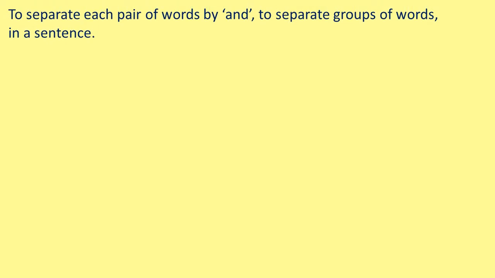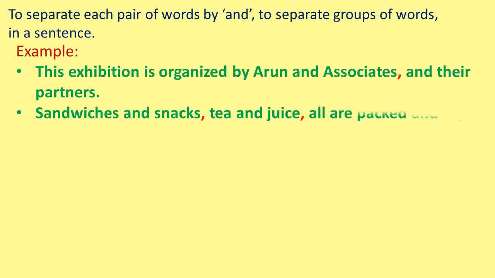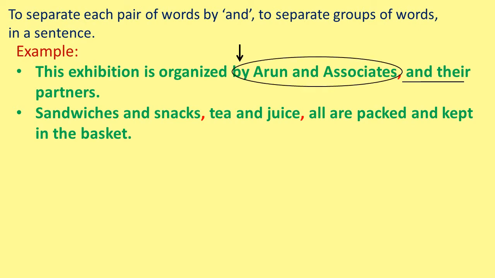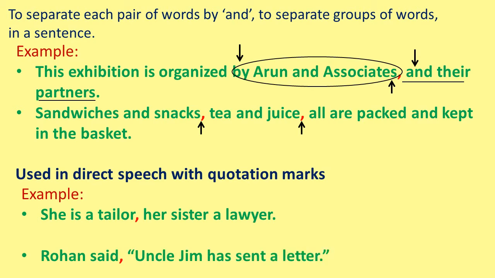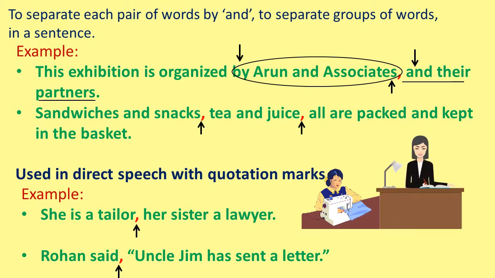Commas are also used to separate each pair of words connected by and, to separate groups of words in a sentence. For example, this exhibition is organized by Arun and Associates, and their partners. Or sandwiches and snacks, tea and juices, all are packed and kept in the basket. We also use commas to avoid repetition or omission of verb. It is also used in direct speech with quotation marks. For example, she is a tailor, her sister is a lawyer. Or Rohan said, Uncle Jim has sent a letter.